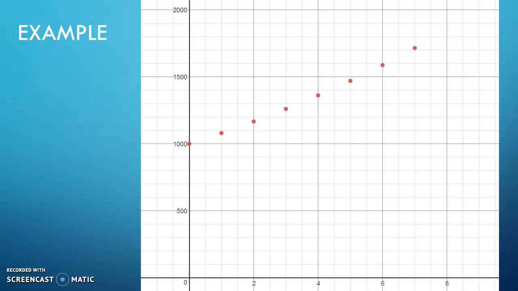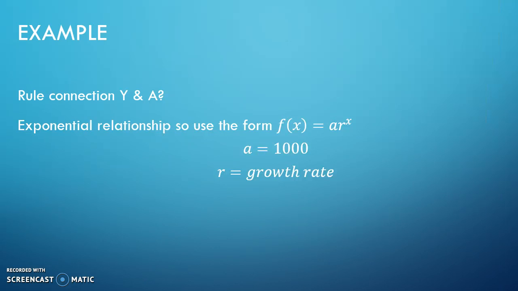So if we plot those values, we start here with 0, and it's a little exponential growth here. If it was linear, it would just continue straight out this way, but because it's got an upturn, it's exponential growth. To look at our rule connecting the number of years and the amount, we're going to use an exponential relationship in the form f of x equals a r to the power of x. Remember, a is our original value, so at the beginning we started with $1,000, so that's our a value, and r is our growth rate. That's what we want to find now.